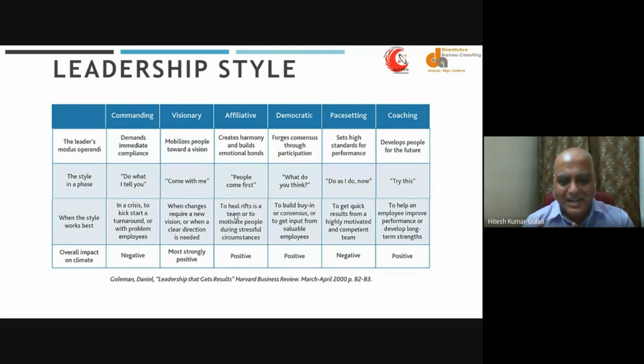But again, I have another viewpoint here also. Affiliative in the longer run is also negative. So it should be for the moment, like the case that I have shared with you. In case there is a rift between the team members, or somebody in the management left a negative impression in the organization due to which people were demotivated, in that case, for a few months, the affiliative leadership style should be adopted, but then it should be shifted to the other orbits, which can be either visionary or democratic.